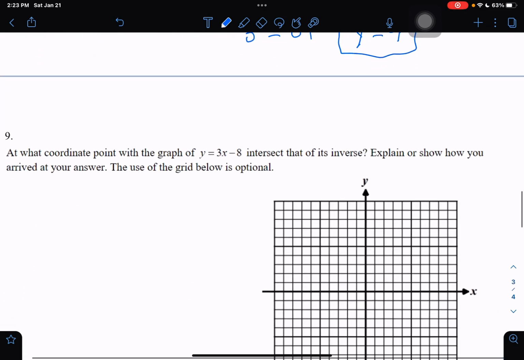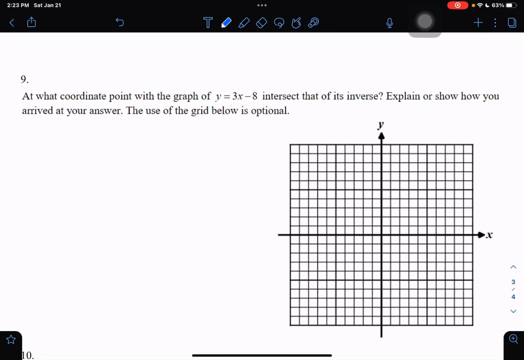All right, an inverse problem. So for me, you know, and you have a graph, you could find the inverse and then set them equal to each other. Then you'll have a decimal to work with, or you'll have a fraction to work with, which would be 1/3. Not the easiest thing to do. So what I would do is I would graph this. Maybe if it was an even number, it'd be a little easier. Our y-intercept is negative 8.